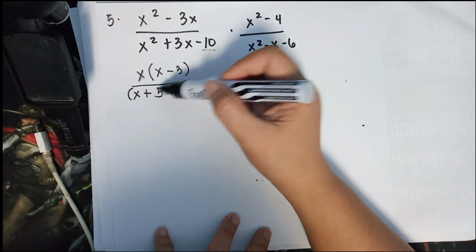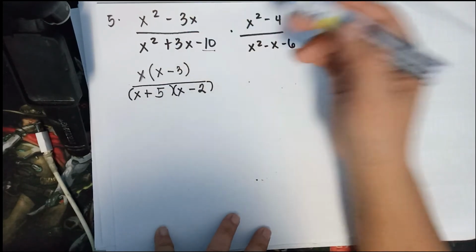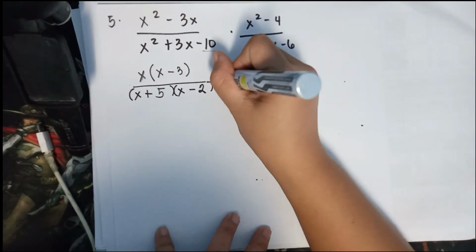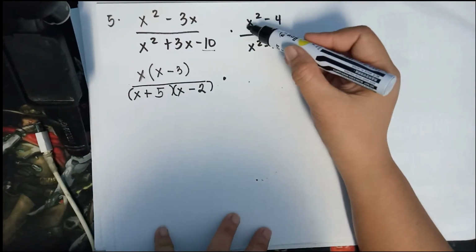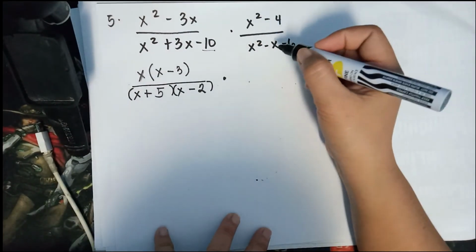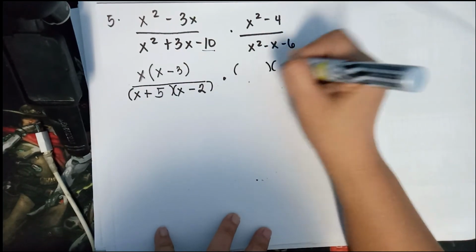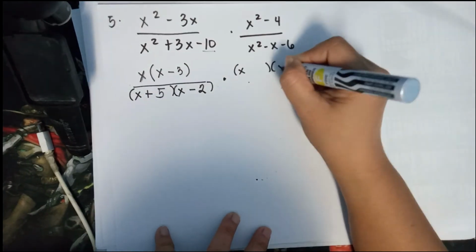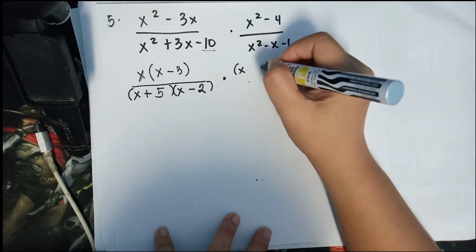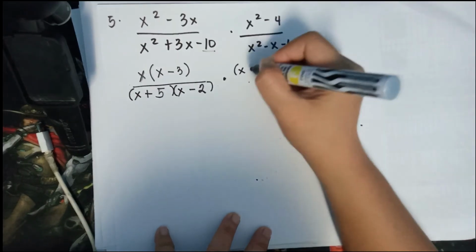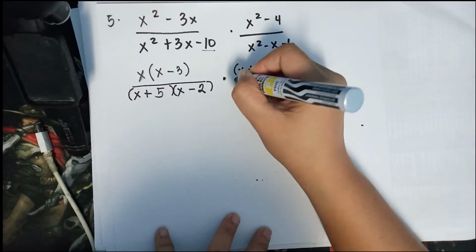Then positive 5 minus 2 is positive 3. Then our factors are correct. Times. Since x squared minus 4 is a difference of two squares, then the factors are x and x. Square root of 4 is 2. And the signs are different.